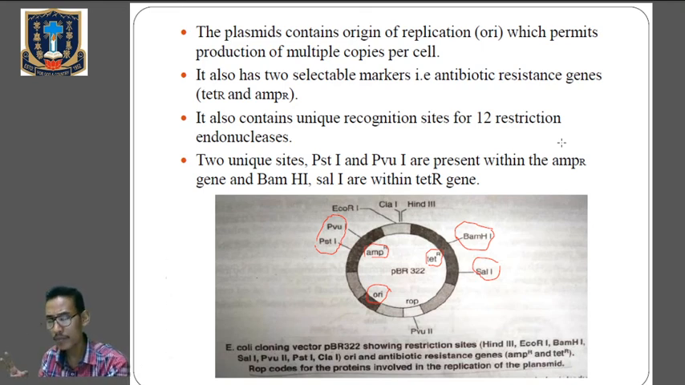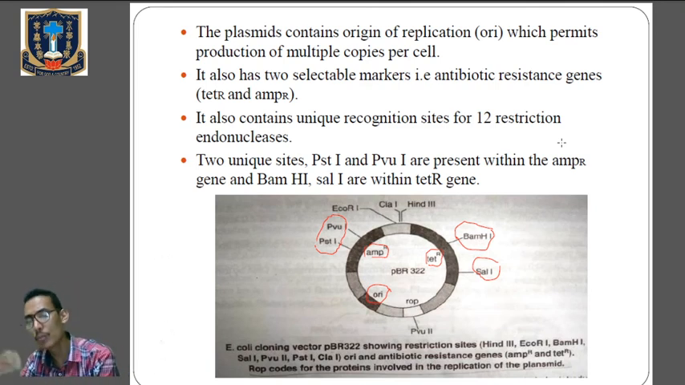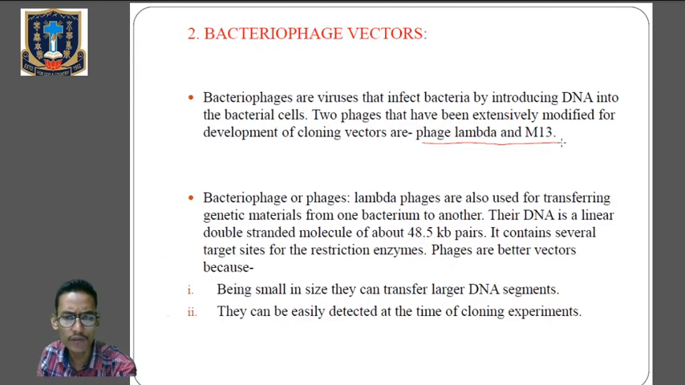Then the second important vector is bacteriophage vector. And what are bacteriophage? They are the viruses which usually infect the bacterial cells, and now they have been modified to be used as a vector to transfer the foreign DNA into the bacterial cells, mainly phage lambda and M13. Then you have got cosmids and phasmids, but most importantly you will go through the plasmid vector and the bacteriophage vector.